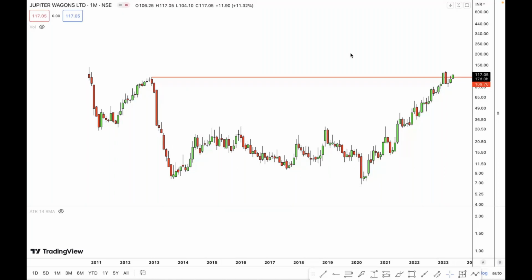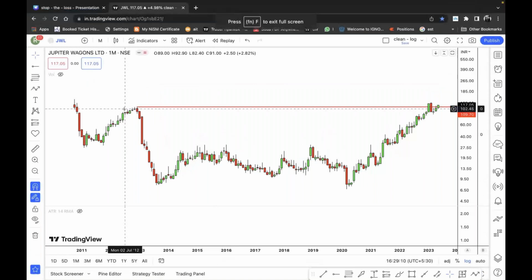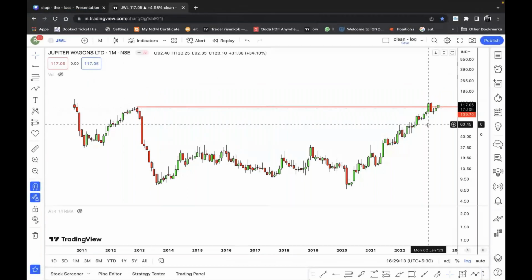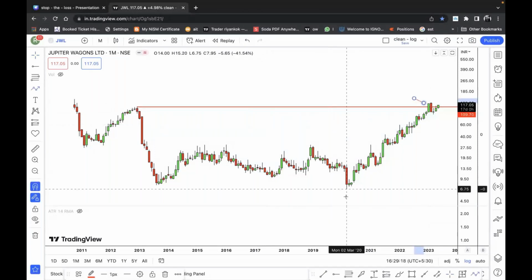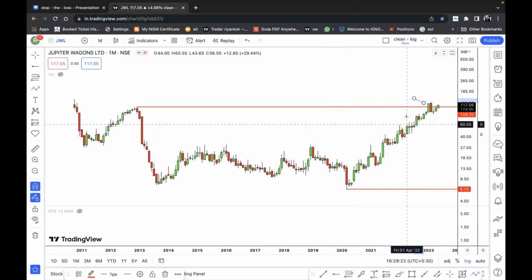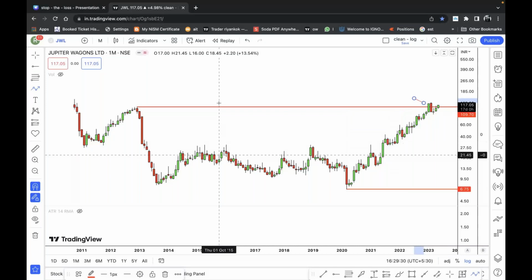So when I got a breakout above this 109.70 level, which is on this green bar, I can very clearly see that the stock has come up from the level of 6 rupees 75 paise to almost 170. And in this entire rally, my recent swing low is coming at this level.